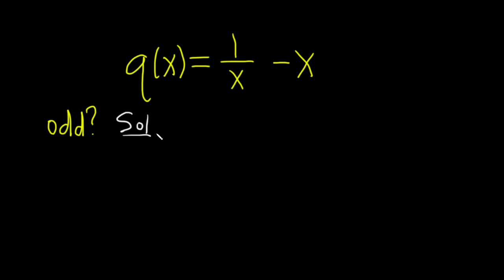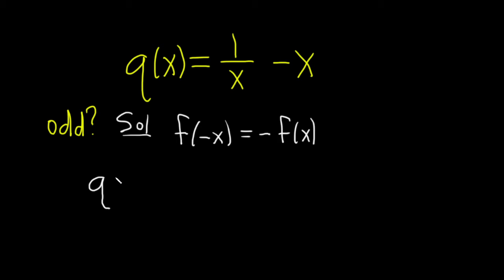Solution. So recall a function f is odd if you have the following: f of negative x is equal to negative f of x. And this has to be true for all x in the domain of the function. So in this case, there would be every x except 0, because 0 is not in the domain of q of x. So to check if it's odd, we basically start by replacing x with negative x.